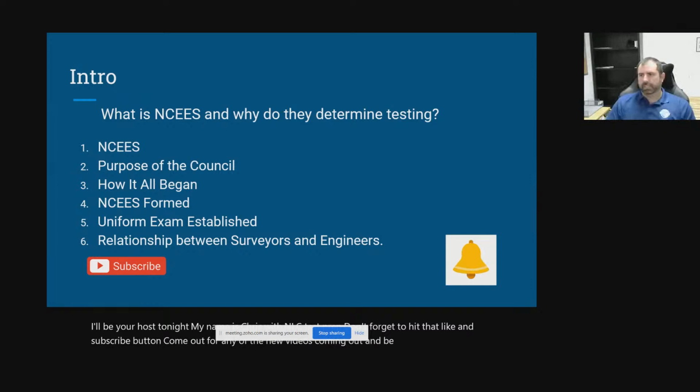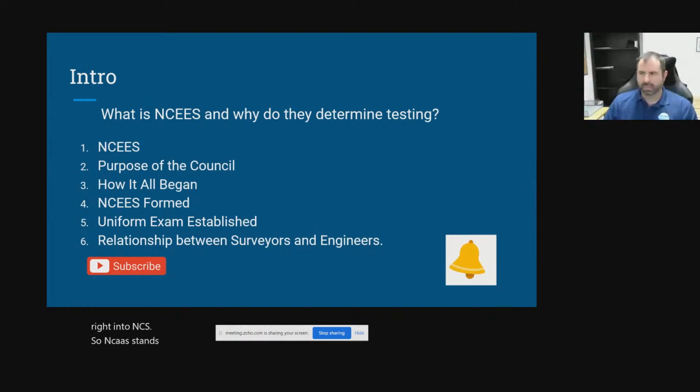Okay, so now that we've got the update on the Texas RPLS and what exams they're requiring, let's jump right into NCEES. So NCEES stands for the National Council of Examiners for Engineers and Surveyors. It's a mouthful. So we're going to go over the purpose of the council, how it all began, how NCEES was formed, the uniform exam established, and then the relationship between surveyors and engineers.